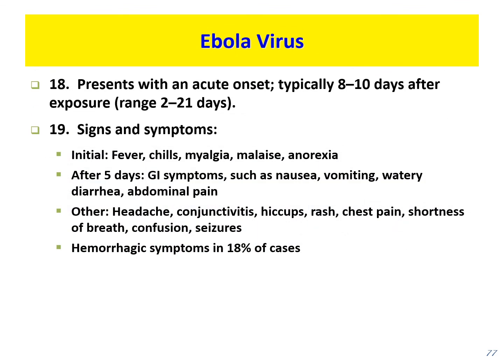It presents with an acute onset, typically 8 to 10 days after exposure. The range is 2 to 21 days, but it's usually within 8 to 10 days of you being exposed that you have acute onset of your symptoms. And they include fever, chills, malaise. You start getting anorexia because you can't eat. After about 5 days, you have GI symptoms such as nausea, vomiting, diarrhea and abdominal pain. You have headache, all kinds of stuff, down to seizures. And in 18% of the cases, you have those hemorrhagic symptoms where you're bleeding from your gums, your nose, your ears.